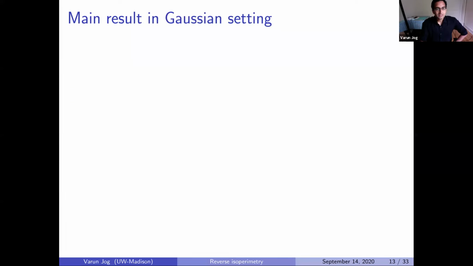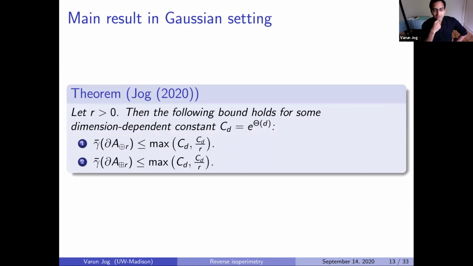Right, and the result that we can prove in the Gaussian setting is as follows. In bullet points 1 and 2, the Gaussian surface area of any set, any R-parallel set, is upper bounded by the max of some constant and a constant over R.